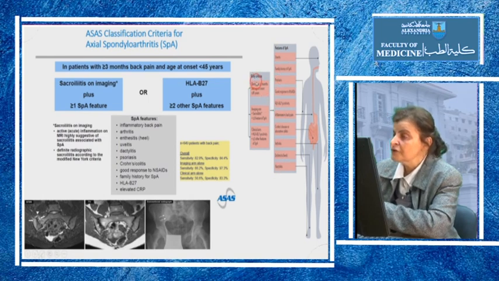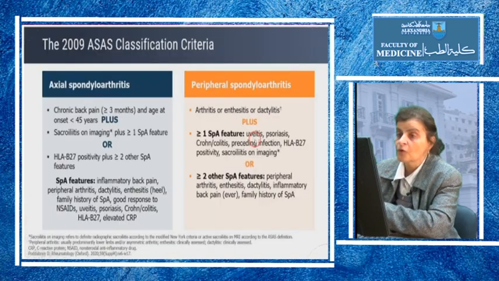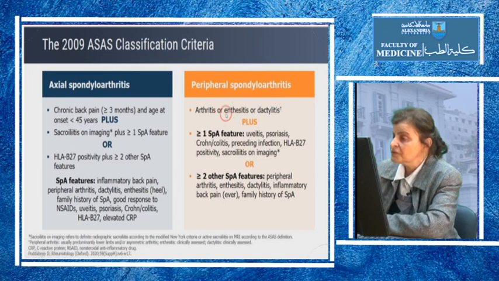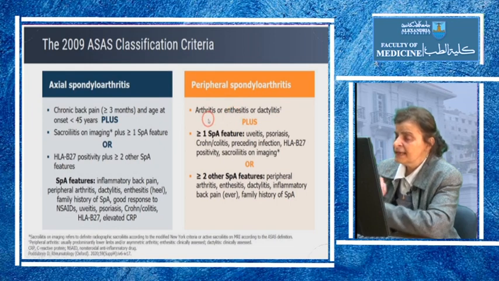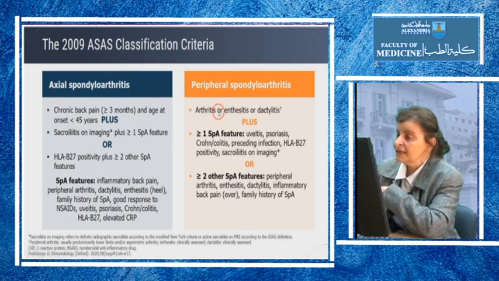For the imaging arm, you need 1 or more criteria. For the clinical arm, you need 2 or more criteria. And this is just another way that we put forward our criteria. And as we said, we've got the axial spondyloarthritis and also our peripheral spondyloarthritis. What is the peripheral spondyloarthritis? This is arthritis or enthesitis or dactylitis, in which case our patients here do not have the axial features in the beginning. They present with peripheral manifestations such as arthritis, enthesitis or dactylitis.